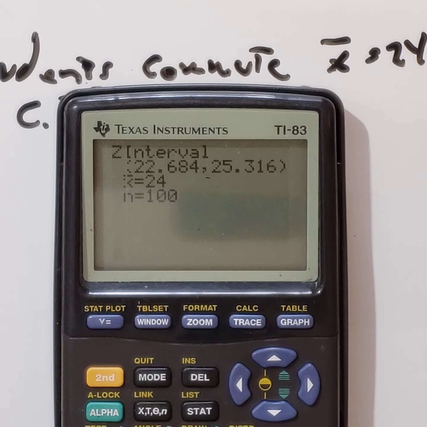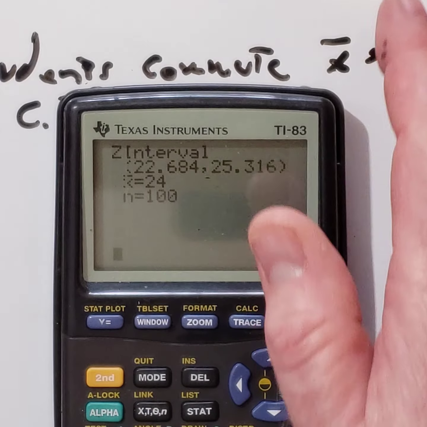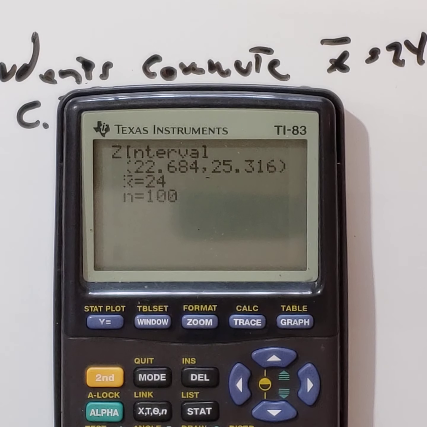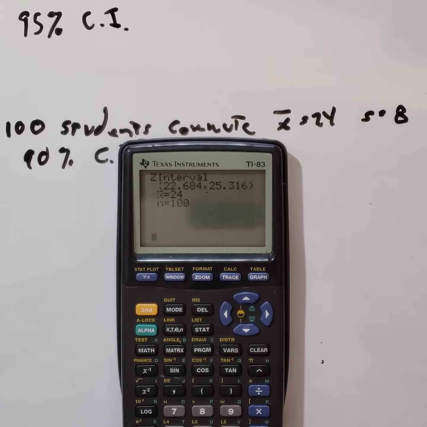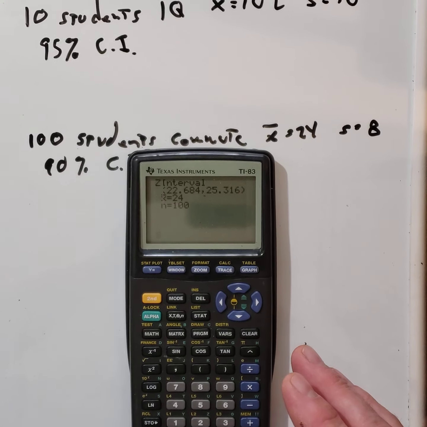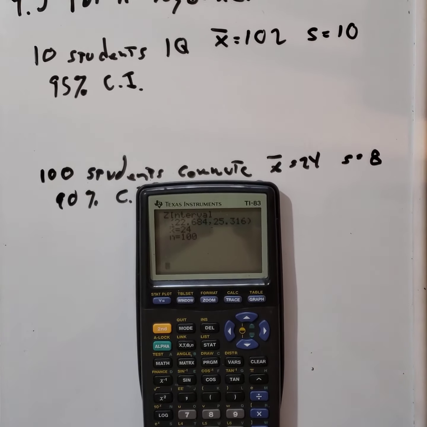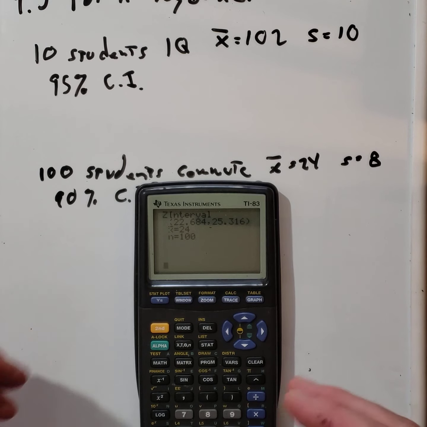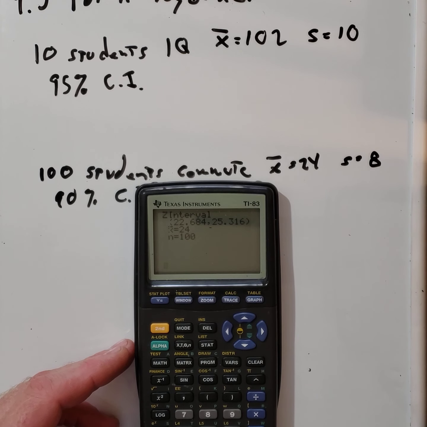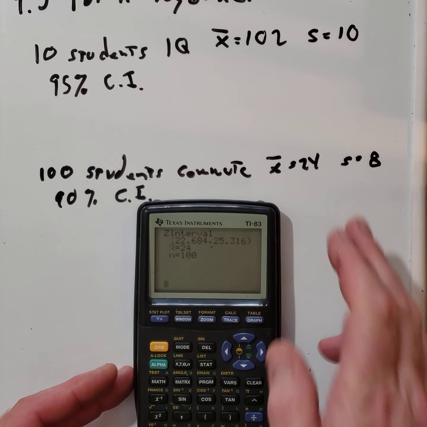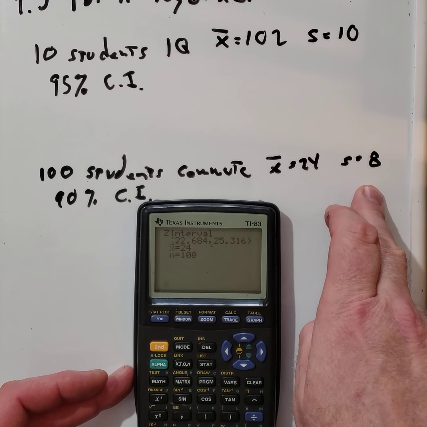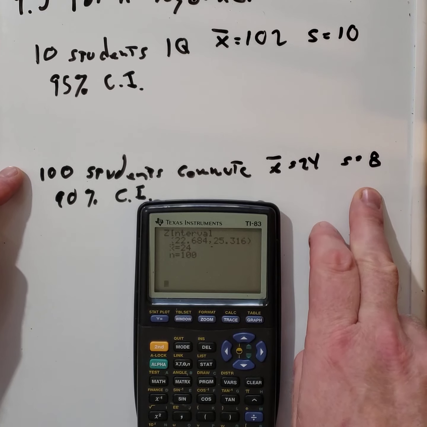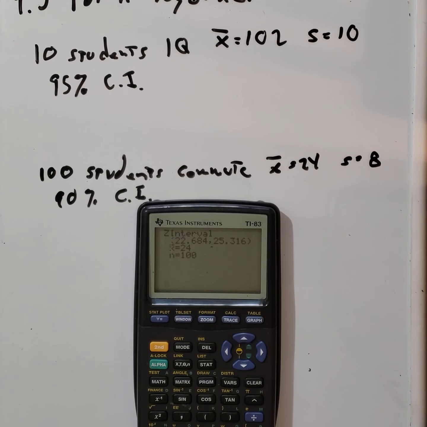Now, notice this is a much narrower interval. The interval that we got for the IQs was a much wider interval. It was from like 95 to 107 or something like that. And this one's from 22 to 25. That's for a couple reasons. We had a smaller standard deviation in this example, and we had a much larger sample. We'll talk about this in a future lecture, but the bigger the sample, the more narrow our margin is going to be.